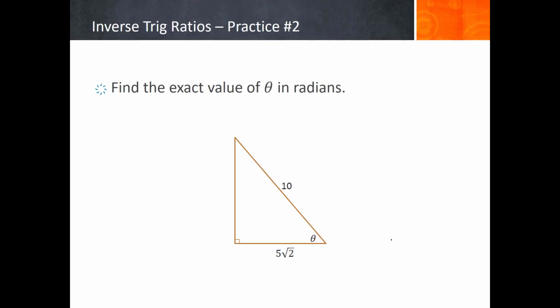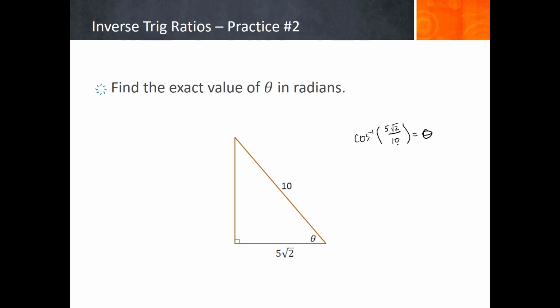All right, let's look at another example. Again, we have an acute angle inside a right triangle. We have an adjacent side of 5√2, and a hypotenuse of 10. Because it's adjacent and hypotenuse, that would be dealing with cosine. Since we're trying to find the angle, we know that the inverse cosine of the adjacent over the hypotenuse must equal theta.